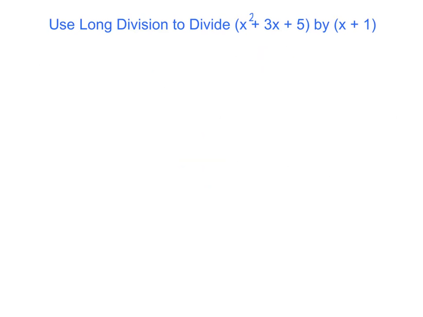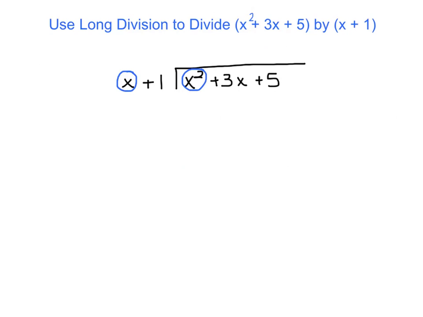So we're going to set this up the same exact way. We're going to do x squared plus 3x plus 5 divided by x plus 1. When you're doing long division with polynomials, you always look at the first term and the first term. So x goes into x squared x times, so I'm going to put that x here. Now I'm going to multiply it, just like we do in regular long division. x times x is x squared, and x times 1 is x.